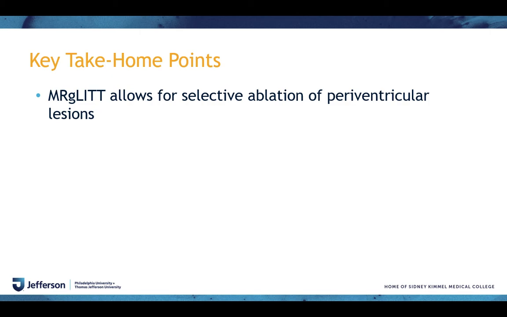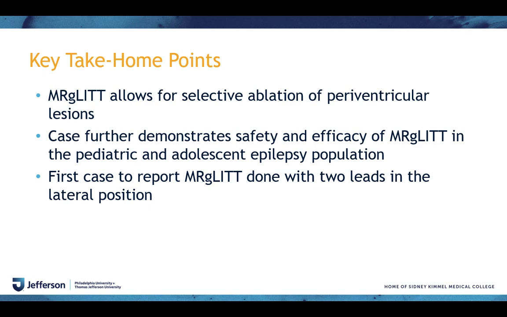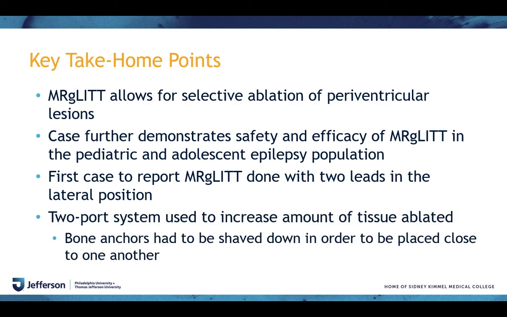MRG-LITT allows for selective ablation of periventricular lesions. This case further demonstrates the safety and efficacy of this treatment modality in the pediatric and adolescent epilepsy population. This was the first case to actually report the MRG-LITT done with 2 leads in the lateral position. And of note, a 2-port system was used in order to increase the amount of tissue ablated.